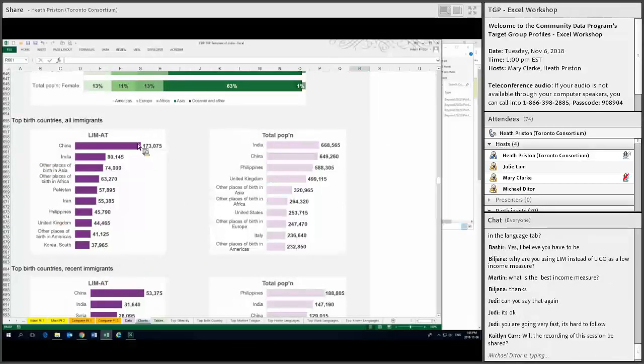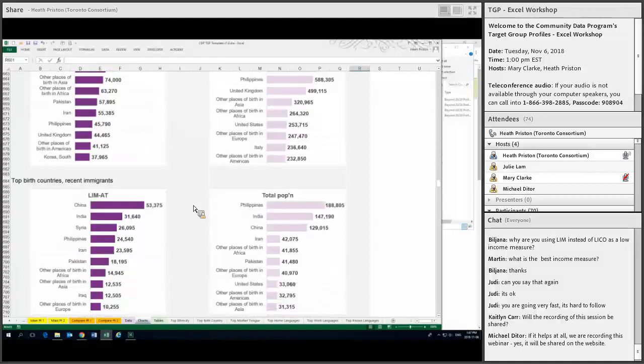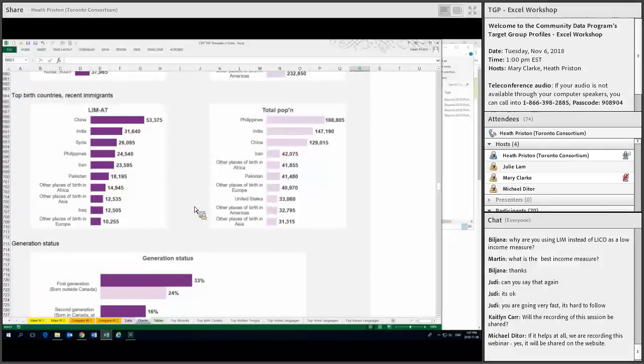So, top birth countries for recent immigrants and for all immigrants. It's important to know when looking at these two things that the actual reported countries for both of these categories are based on the overall population of the top 50 source countries. So there are 50 countries listed in this data, and countries that didn't make the top 50 became other places of birth in, say, Asia or Africa or in the Americas.